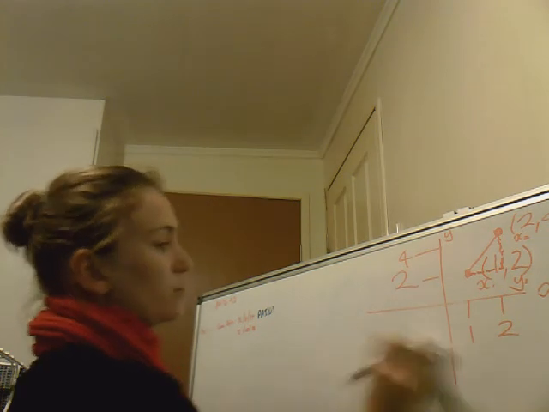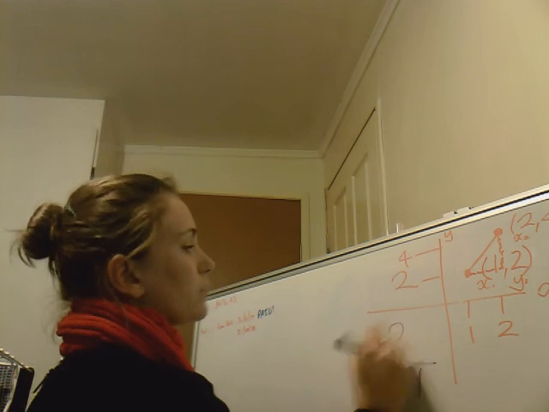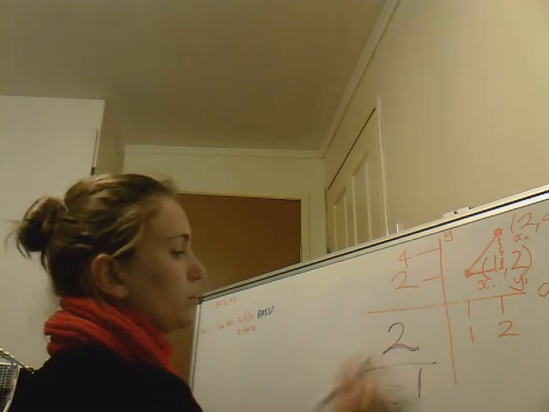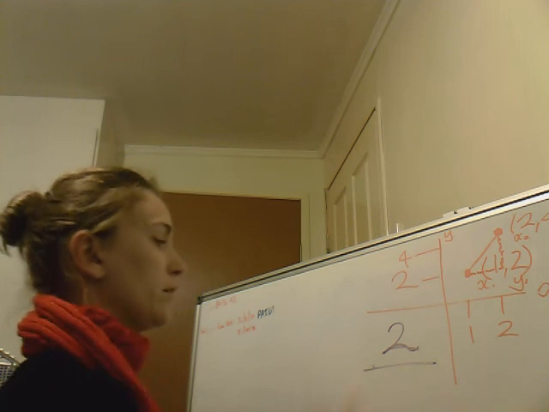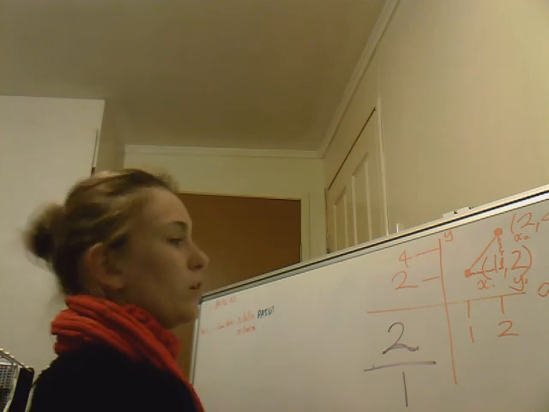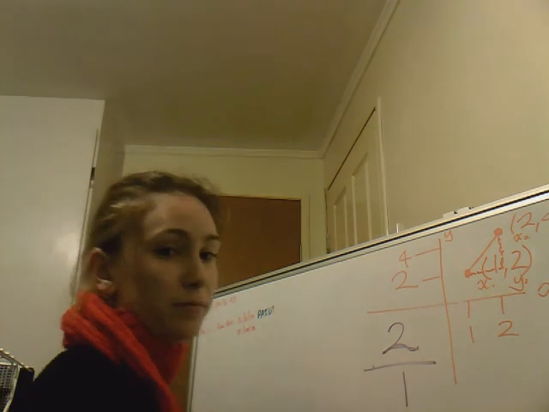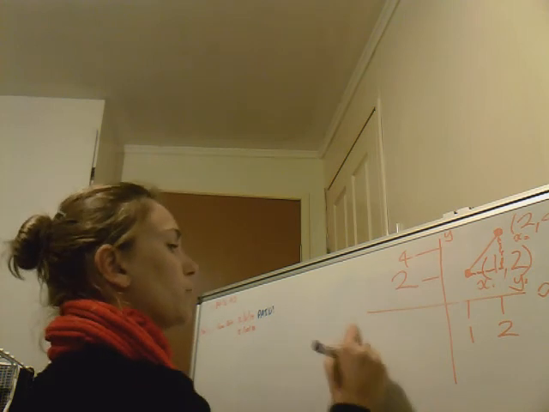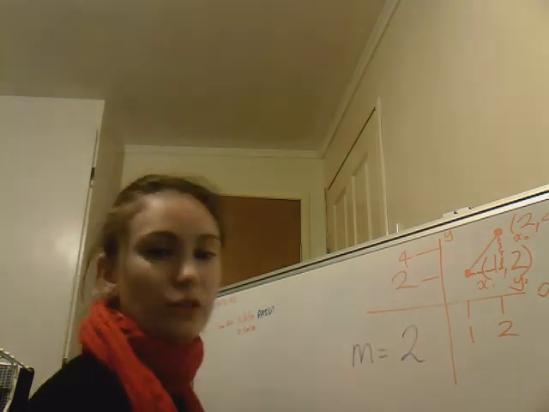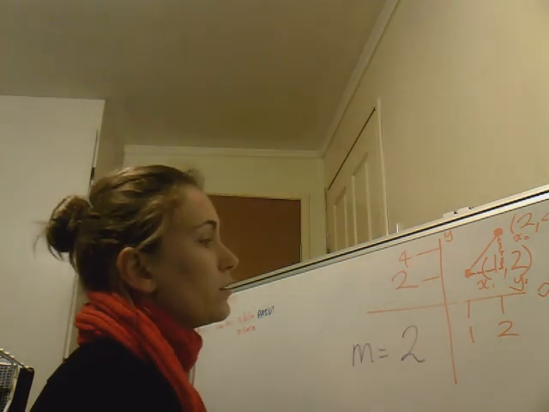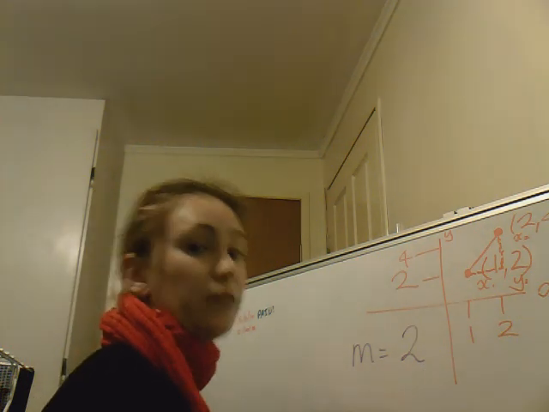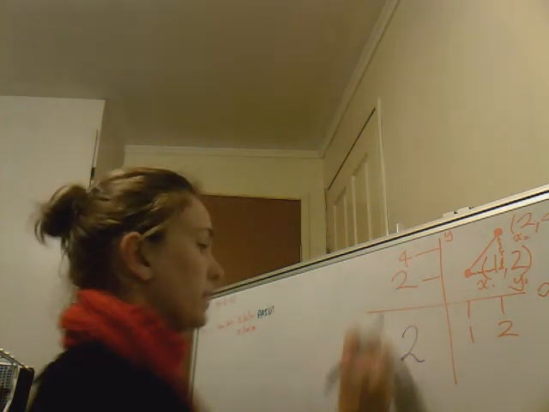You would need to do all that working out, but I'm just going to rub it out because I have limited space. So that equals 2. What does 2 take 1 equal? 1. What's 2 divided by 1? Equals 2. So our m value equals 2. So we've actually found our gradient, and that's all you have to do for gradient.